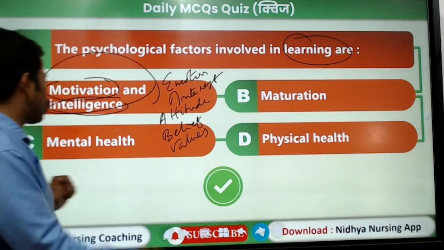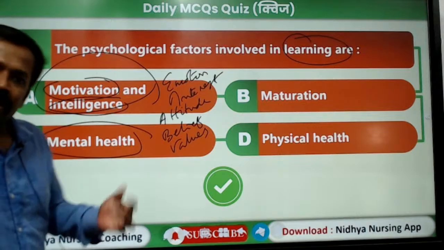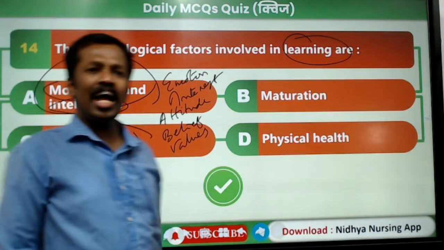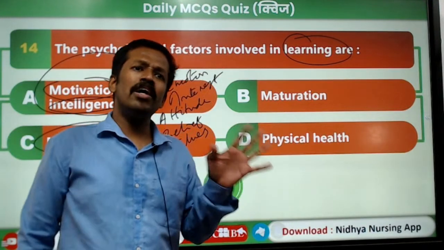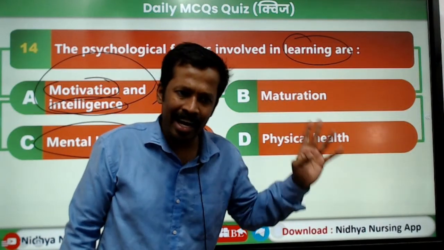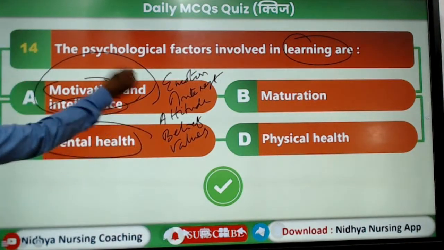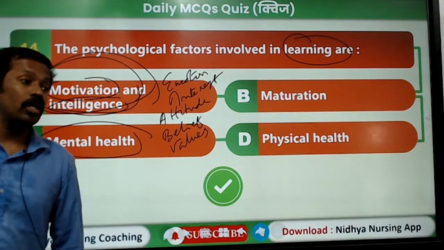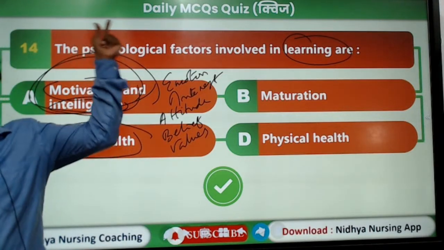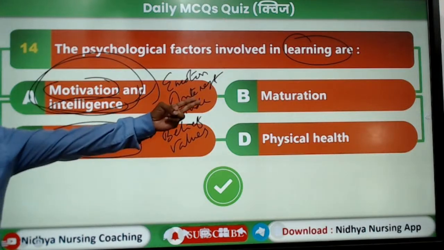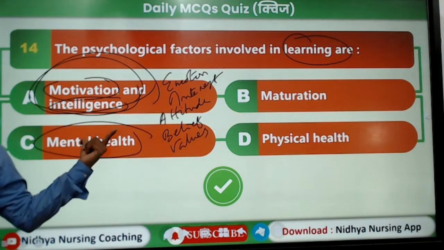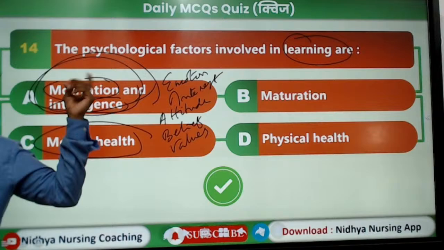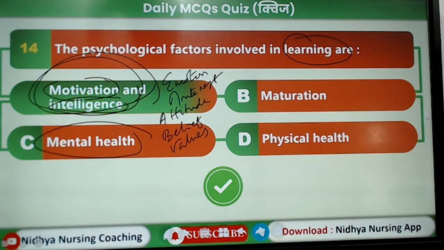Okay, fine. And coming to mental health, even if it is not good mental health, they can also learn, isn't it? And physical health is needed, but it is not mandatory. Which is more important? Motivation and intelligence, because they are psychological factors. Maturation is physiological, and that is also physical. It is only related to psychology. Got it? Okay, fine. Coming to next.